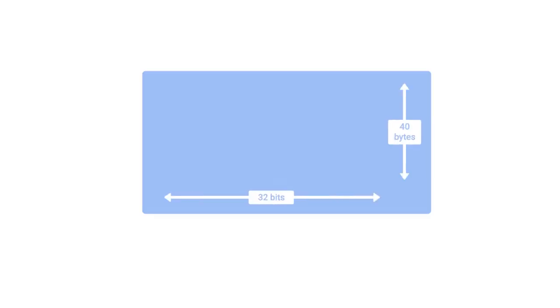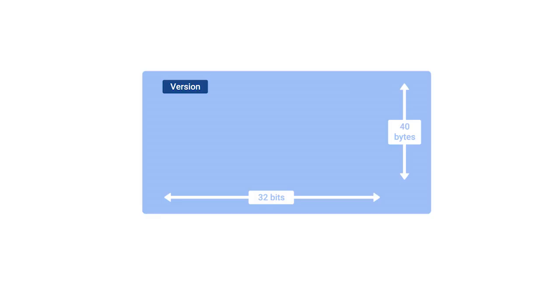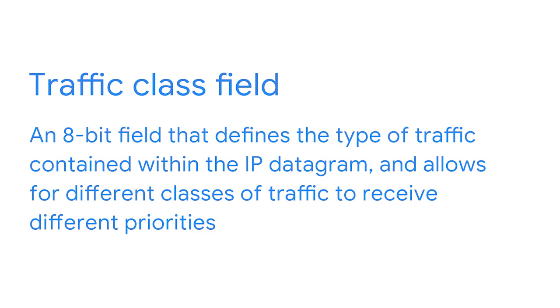The first field in an IPv6 header is the version field. This is a 4-bit field that defines what version of IP is in use. You might remember that an IPv4 header begins with this exact same field. The next field is called the traffic class field. This is an 8-bit field that defines the type of traffic contained within the IP datagram and allows for different classes of traffic to receive different priorities.